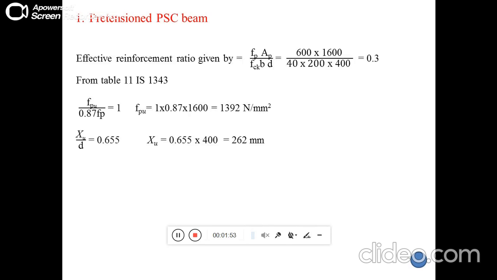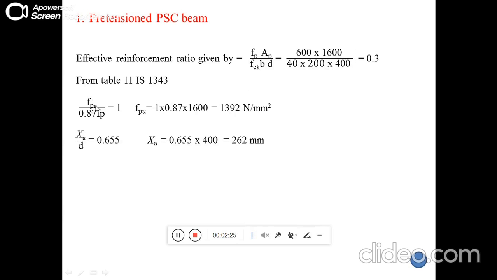So for the rectangular sections, the effective reinforcement ratio is given by FP into AP divided by FCK into BD. All this data required for the formula are given. So 600 into 1600 divided by 40 into 200 into 400. The answer is 0.3.